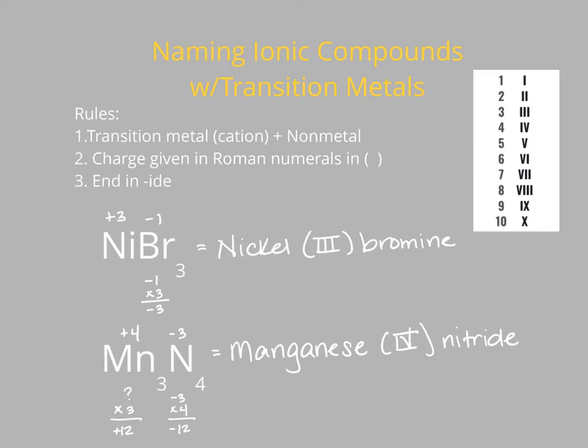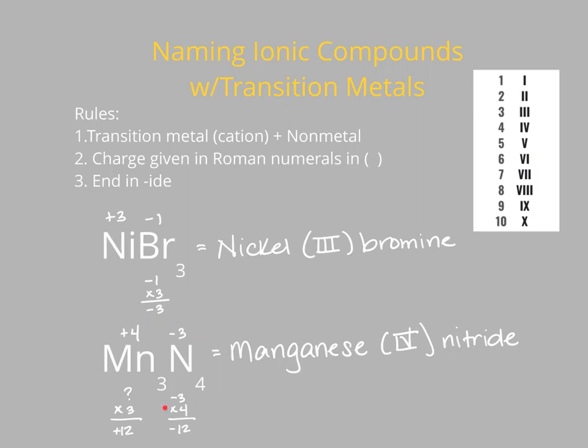For the first example, you should have gotten nickel(III) bromide because we know our bromine has a -1 charge, but we've got 3 of them. So we've got an overall charge of -3. So our 1 nickel has to have a charge of +3 to balance out that -3 charge.